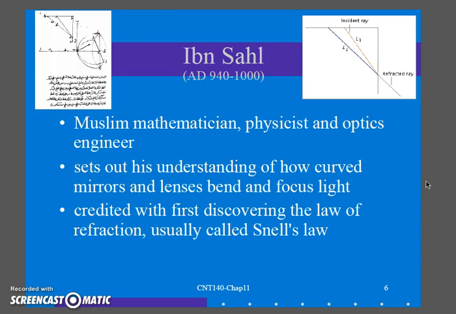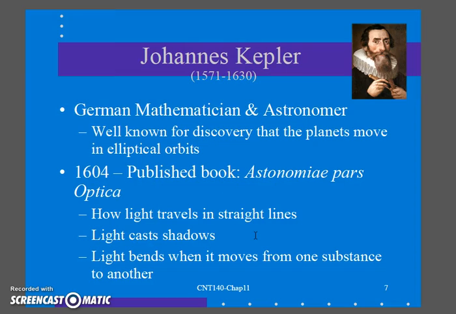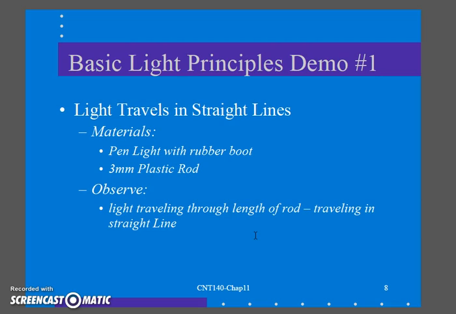Around 1,000 years ago, we have a mathematician, physicist, looking at how can I take lenses, mirrors, and bend light, focus light, doing that sort of thing, and is actually credited with the beginning of Snell's law, which we'll get to in a minute. We have around 500 years ago, Kepler, and a lot of you probably recognize Kepler from planetary motion and our elliptical orbits of planets, was also exploring light and how light travels in straight lines, casts shadows, and bends when it moves from one substance to another. So these are some of the initial principles on how light is transmitted.